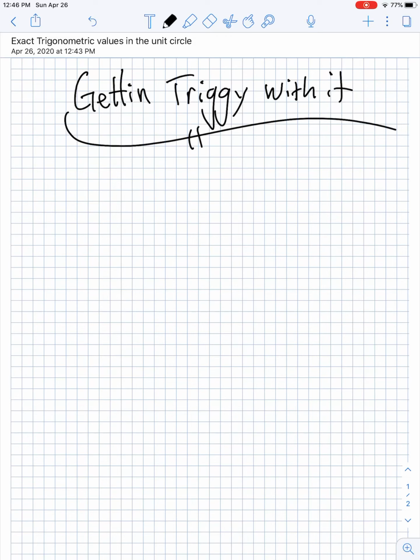Decided to go with the Will Smith reference over the classic. It's triggy, it's triggy to rock a rhyme, to rock a tangent or cosine, something like that. There's lots of YouTube stuff about all that.